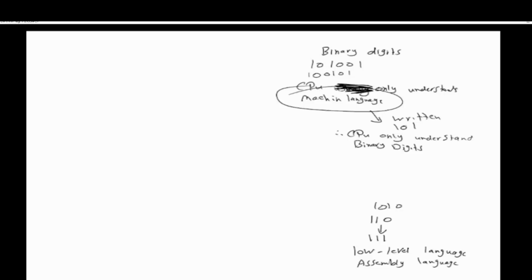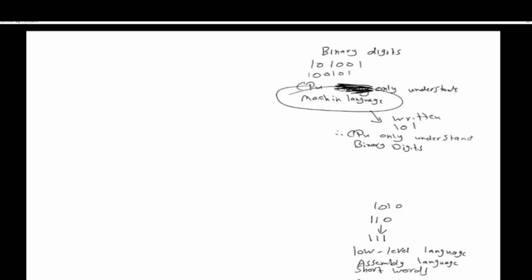And the way it works, instead of writing instructions using ones and zeros, you write the instructions using short words. But we said the CPU doesn't understand any instruction except the instruction written in binary digits. So how is the CPU gonna understand the instruction written in the assembler language? This is where the assembler comes in.